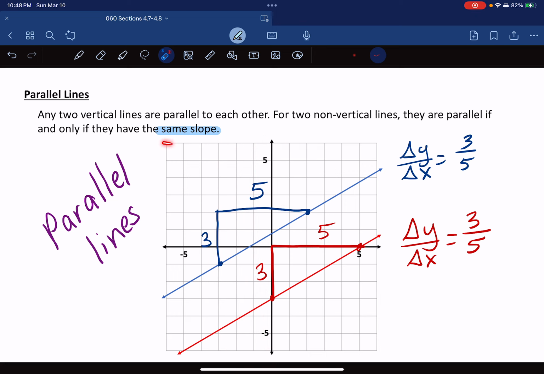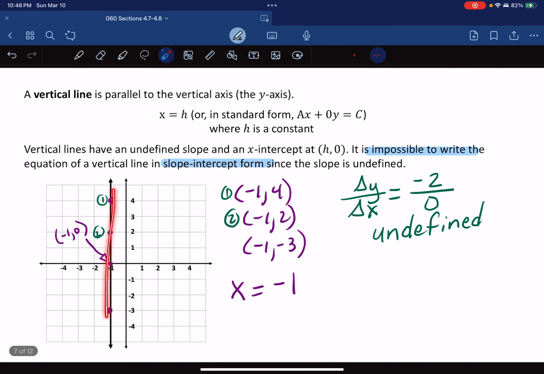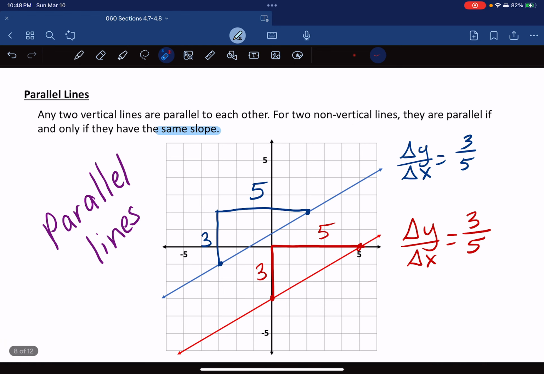And the same slope thing is for anything that's non-vertical. The reason it says two vertical lines is we just said that vertical lines have no slope. And so we can't use the same slope rule for vertical lines. We just have to know that vertical lines are going to be parallel and everything else should have the same slope.